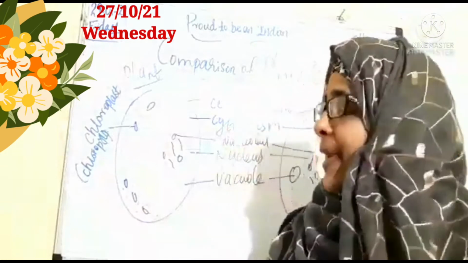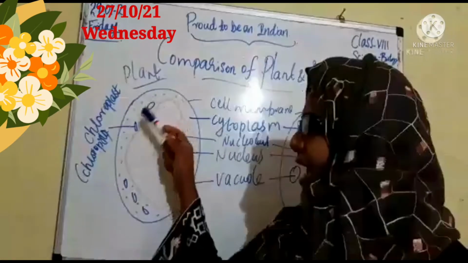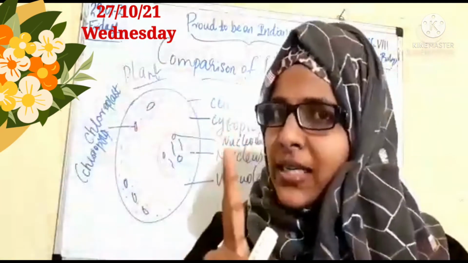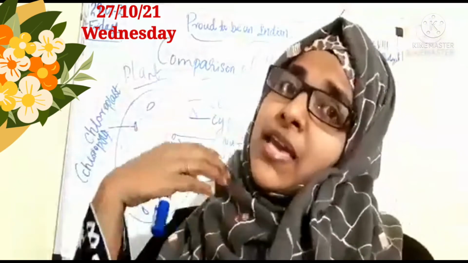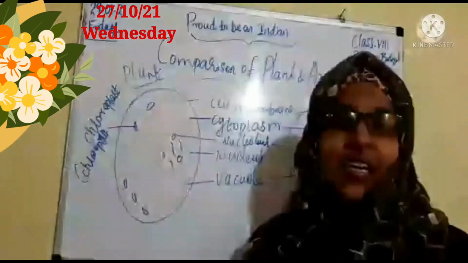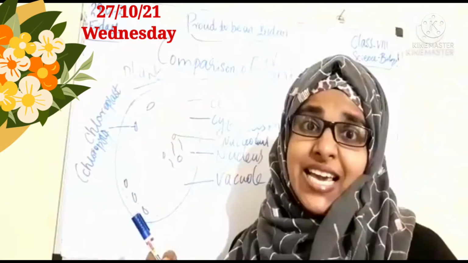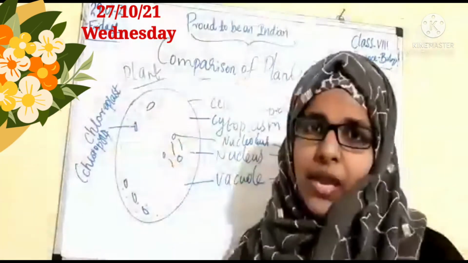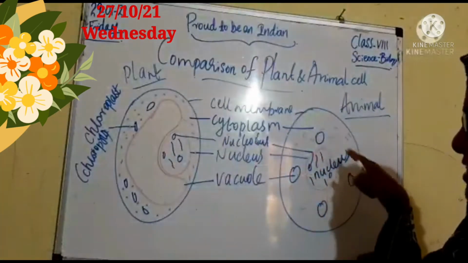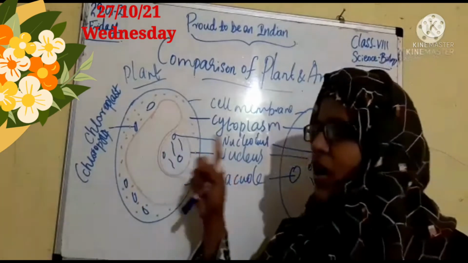So the main differences here: plastids are present in plant cell. The vacuole of plant cell is very big and only one in number. In animal cell, we can see many vacuoles, but they are very small. Then the nucleus we cannot see at the center of the plant cell. We can see it at the side of the plant cell. But in animal cell, we can see the nucleus at the center of the animal cell. Understand? So students, these are all the main differences.